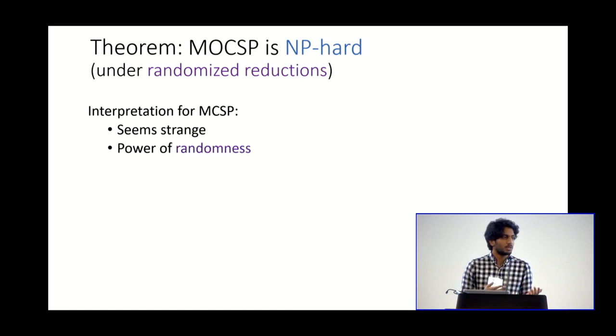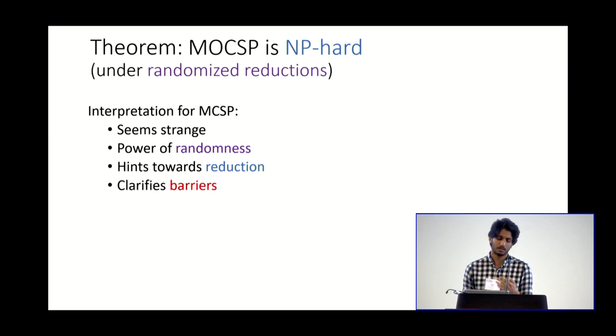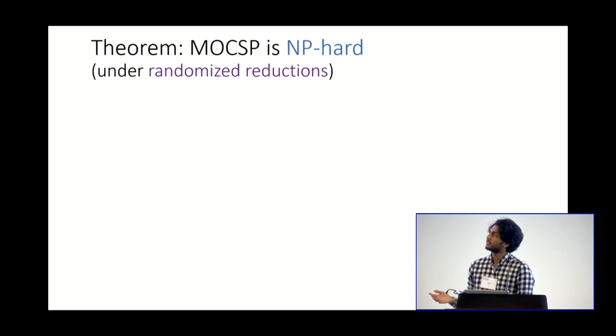It also suggests that maybe randomized reductions could be really useful in analyzing the complexity of MCSP, and it gives some hints as to some things that, if we understood for MCSP, would yield an NP-hardness reduction. It also clarifies some of the technical barriers we thought existed for proving hardness, but I won't go into this so much. So I want to just give you a flavor of what this reduction looks like, and the heart of the reduction is really simple.